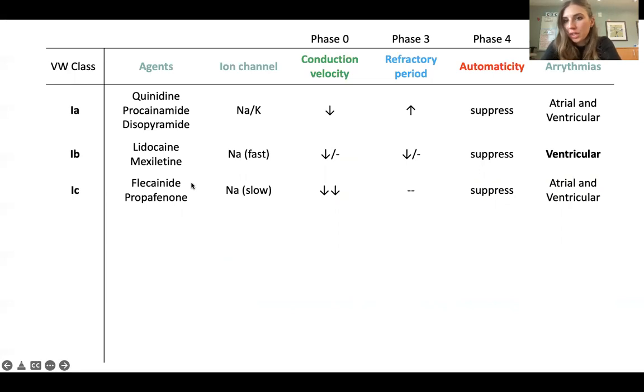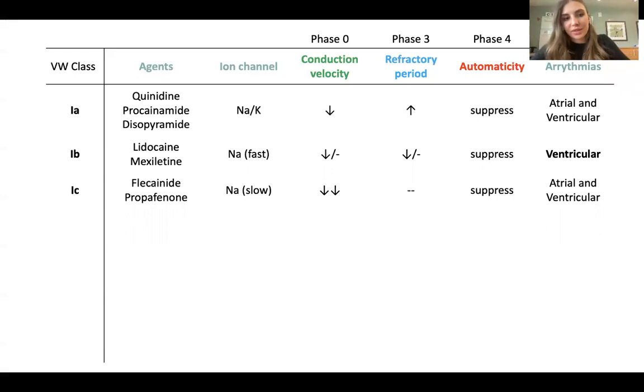They're all going to be working on sodium channels, and that's why they're categorized as class 1s, as their primary mechanism. When they work on those sodium channels, they're going to slow down conduction velocity, but each of them to a different degree. Some of them may have an effect on the refractory period. And because they hit sodium ions, they're going to suppress some automaticity. All of them work for atrial or ventricular arrhythmias, with the exception of class 1Bs, lidocaine and mexiletine, and we'll explain why that happens.